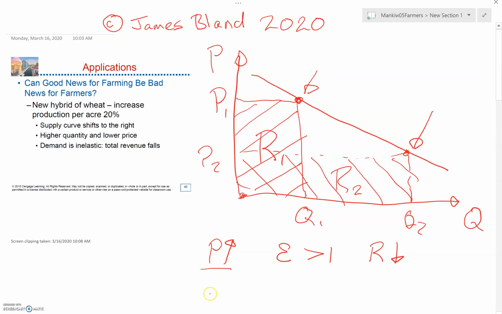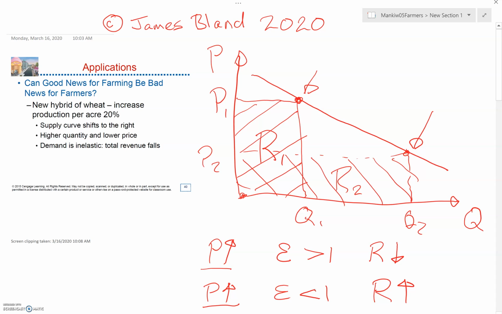On the other hand, if price goes up and elasticity is less than 1, okay, so the demand curve is relatively inelastic, think about this as a vertical demand curve, then revenue will go up. And the way to think about this is price goes up, but because demand is relatively inelastic, the quantity doesn't change that much. So price goes up, quantity doesn't change that much, so price times quantity is going to increase.